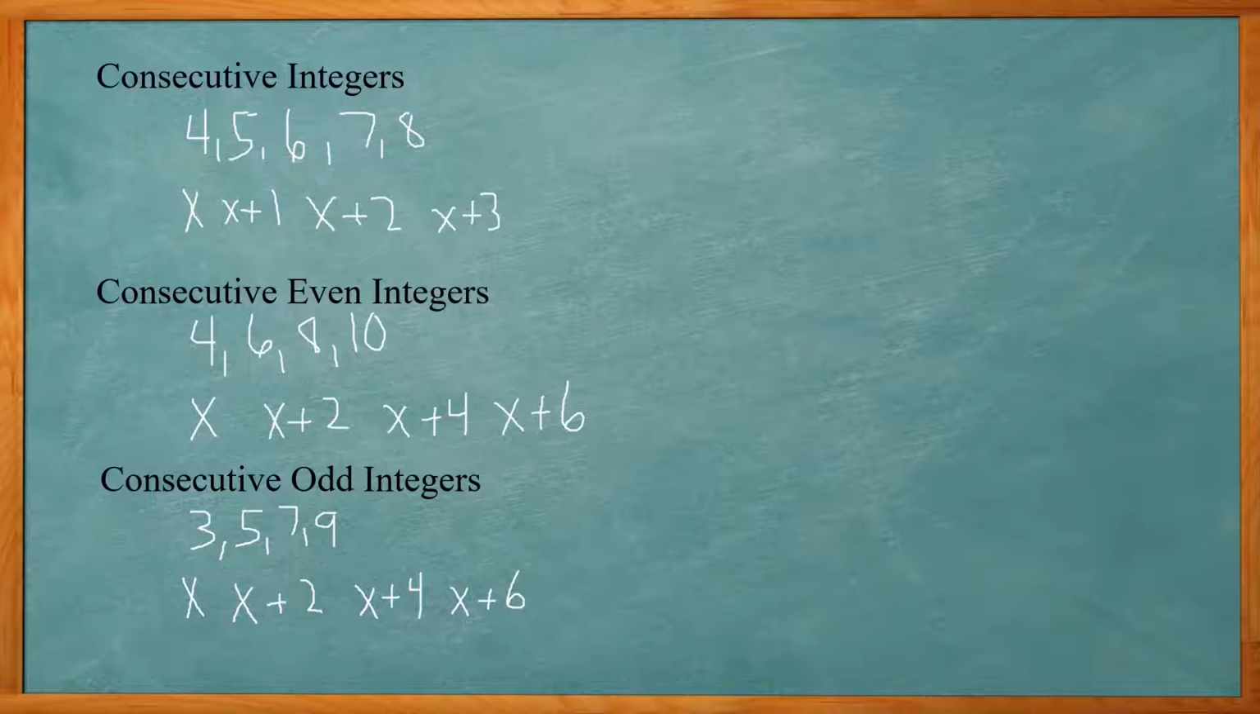So you start with x, it'd be x plus 2, and then plus another 2 to give you x plus 4, and plus another 2 to give you x plus 6. So this is how you represent consecutive integers, consecutive even integers, and consecutive odd integers.